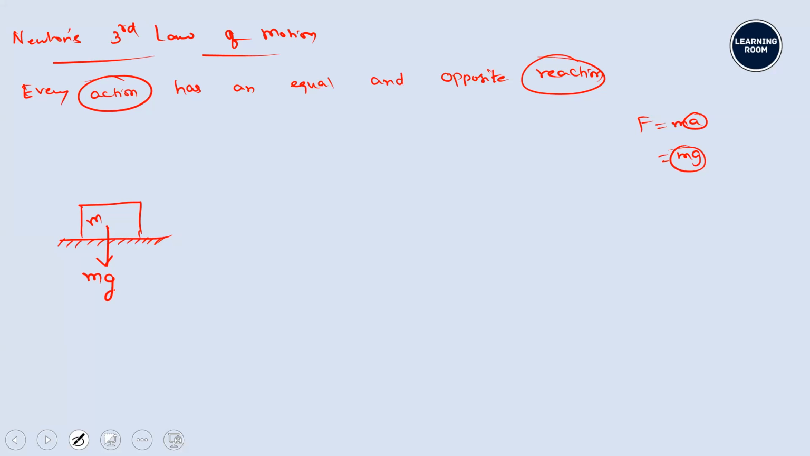So mg is acting in the downward direction. The force exerted by the table on the book is called the reaction. So if I write this reaction as R, then this reaction according to physics is called normal. So this is what we call the normal force. What is normal basically? Normal means perpendicular. So the force which is acting perpendicular to the surface is one of the reaction forces we are going to discuss in this chapter. Are you able to understand?